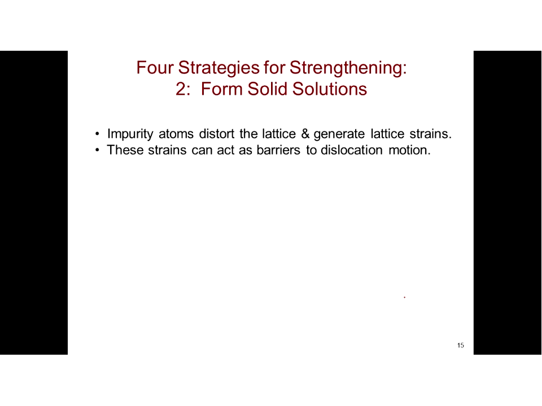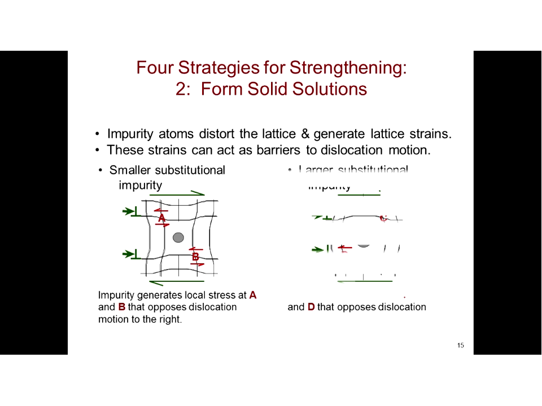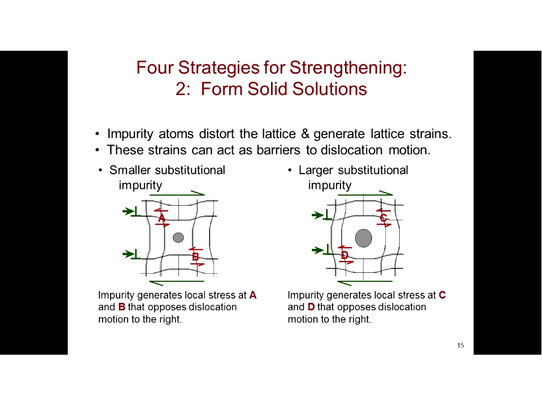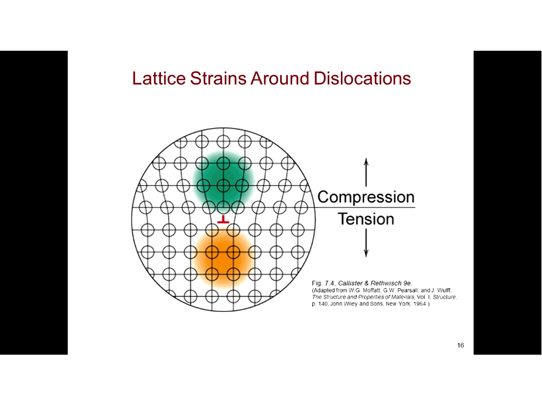The second one is to form a solid solution. The impurity atoms distort the lattice and generate lattice strains. So the solid solution with the impurities, the minor atoms, in fact creates extra strain. A small substitutional impurity generates local stress at point A, and it opposes the dislocation. It acts like a barrier for the dislocation to move. A larger substitutional impurity generates local stress at C and D, and it opposes dislocation motion to the right. So solid solutions, adding impurity atoms into the crystal lattice, further impede or prevent the motion of dislocations. This is one of the ways that steel is made stronger: iron is made stronger by adding carbon into it, which is one of the basics of steels.